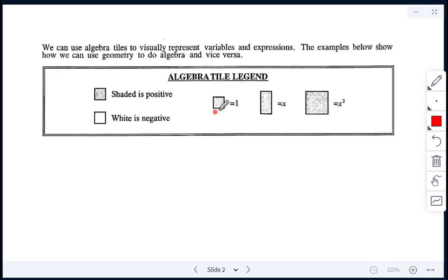When you look at your algebra tiles, a small square that's shaded would be +1. A small square like this that is unshaded, therefore, would represent -1. This rectangle shape is a +x, so a rectangle that is unshaded would be -x. And a shaded large square is a +x squared, so an unshaded large square would be -x squared. So this is our legend for algebra tiles.